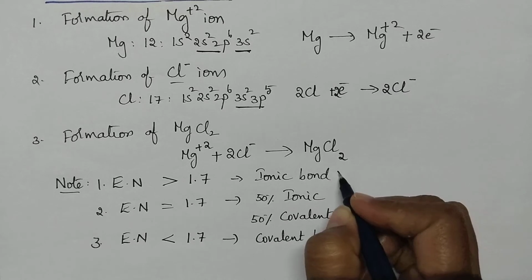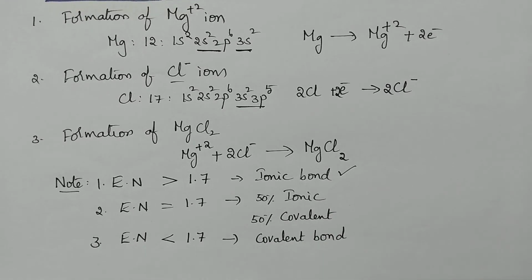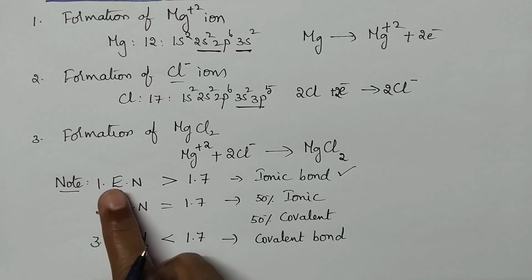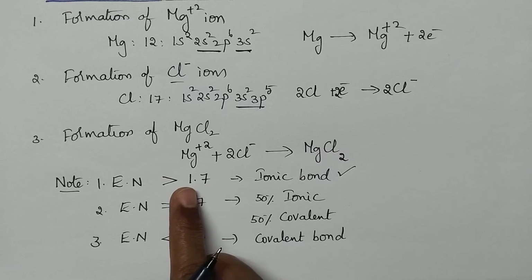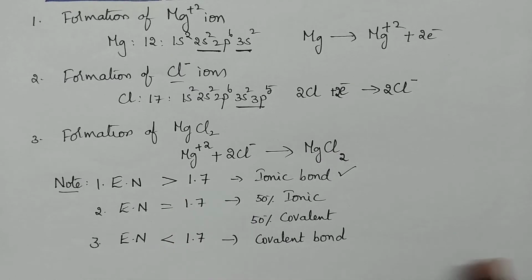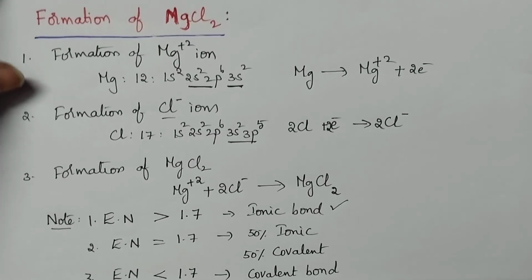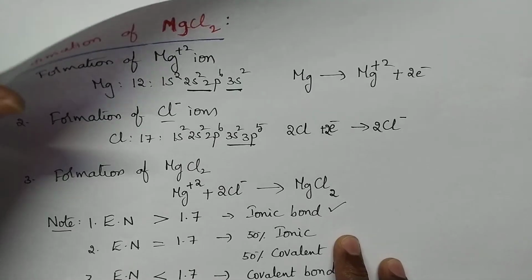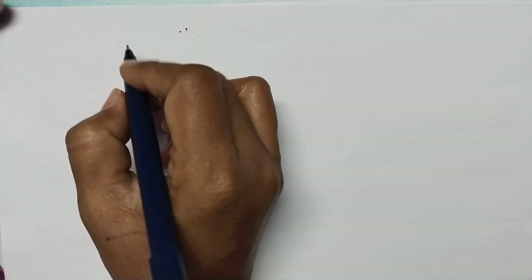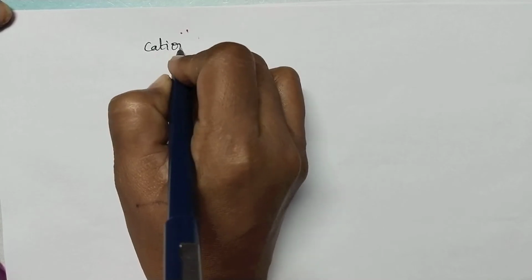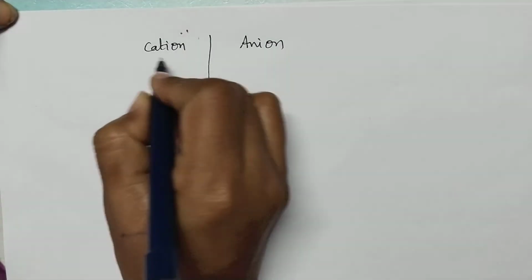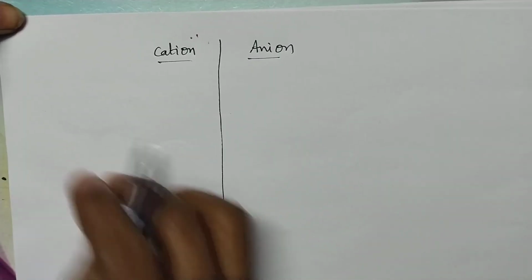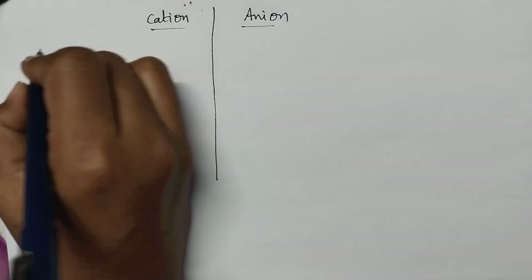Is it clear, students? So what is the favorable condition for the formation of an ionic bond? The electronegativity difference between the two atoms must be greater than 1.7. Now let us see what are the favorable conditions for the formation of cation and anion. Initially, let us discuss the size of the cation and the anions.